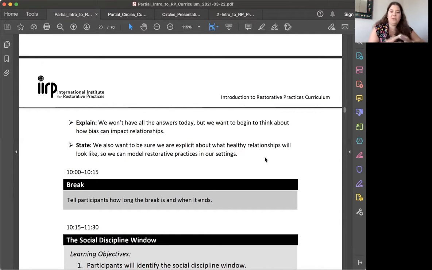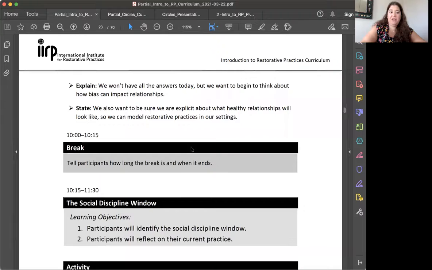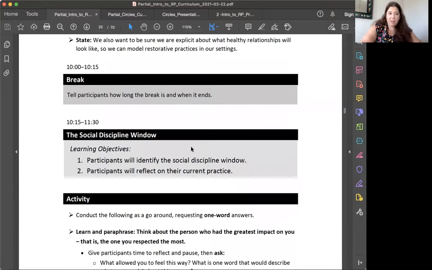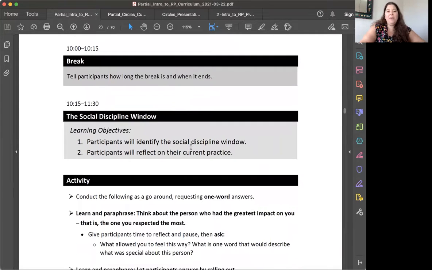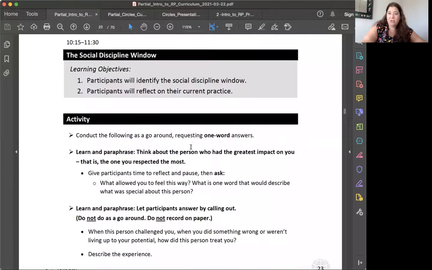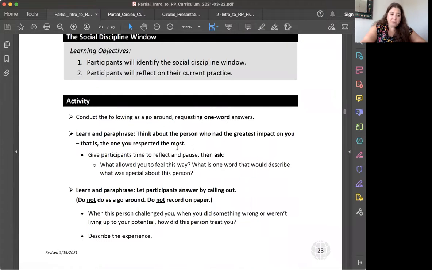So this is one of those opportunities to start to have that conversation. Again, being really explicit about how we can use this work to have some of those more difficult conversations. Then there's an opportunity for your first break. And then when we come back, we start to dig into the social discipline window.